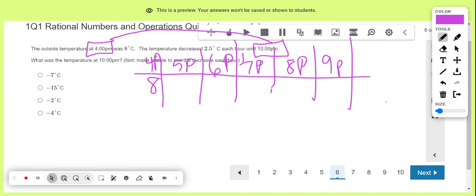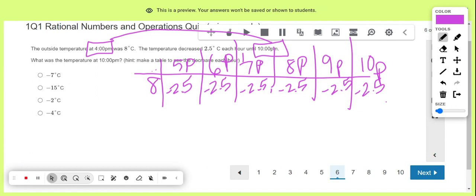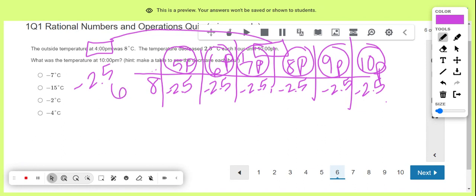So 4, 1, 2, 3, 4, 5, 6. So we got 4 p.m. and then each one of these, the temperature is decreasing by 2.5. Now, if you're a visual person, you could help map it out. Now, the other thing is you can count 1, 2, 3, 4, 5. We're talking about 6 hours.